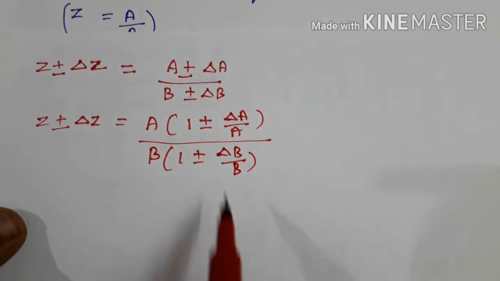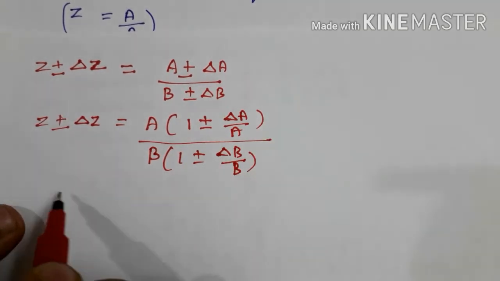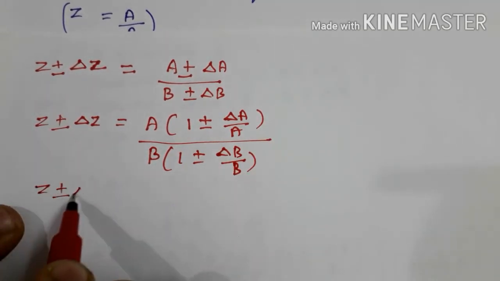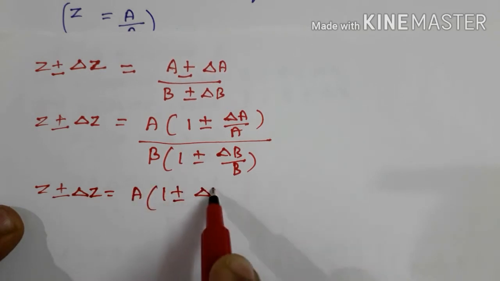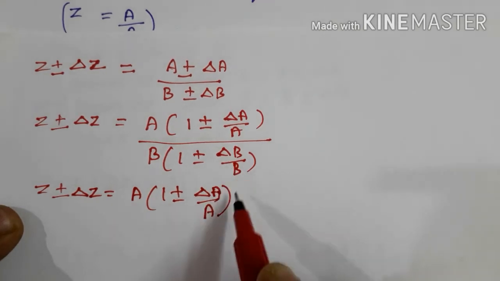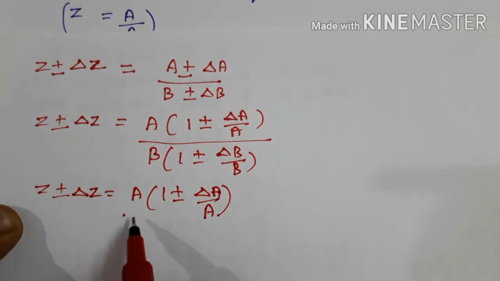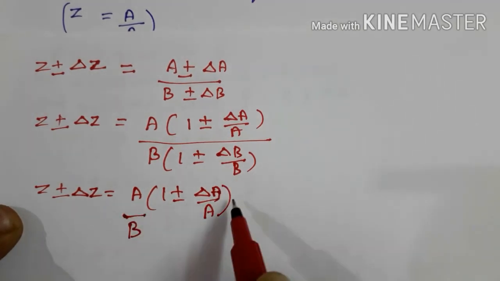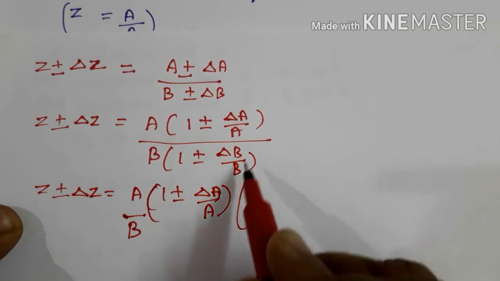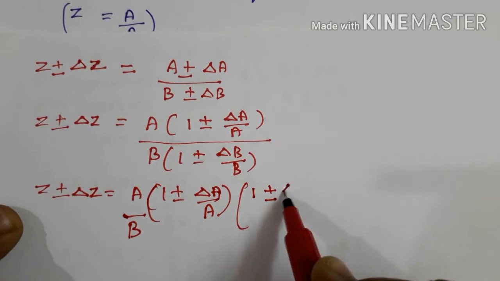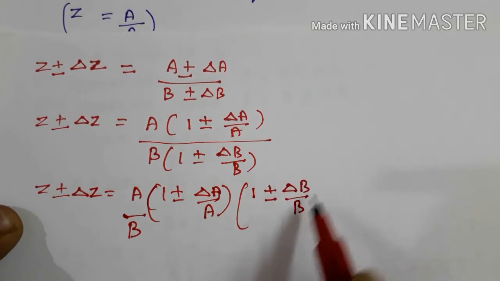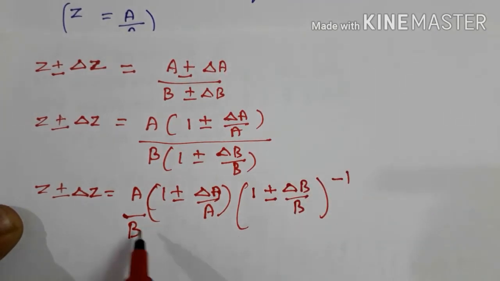Now what you can do is you take this term also to the numerator. So Z plus or minus delta Z is equal to A into 1 plus or minus delta A by A. You take this denominator term to the numerator. Okay. So what will you do? This is power 1. If it goes to the numerator, it will become power minus 1: 1 plus or minus delta B by B, power minus 1.